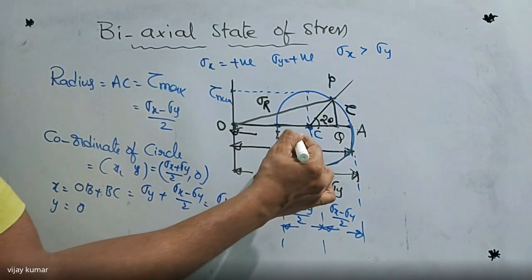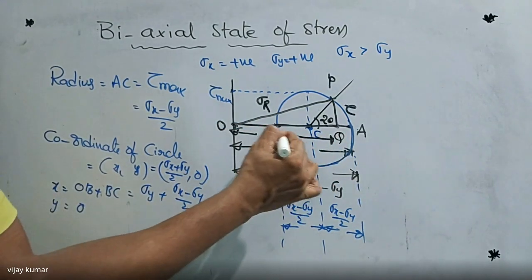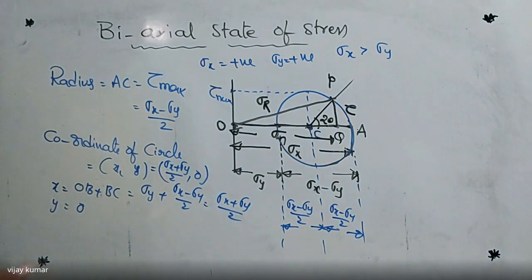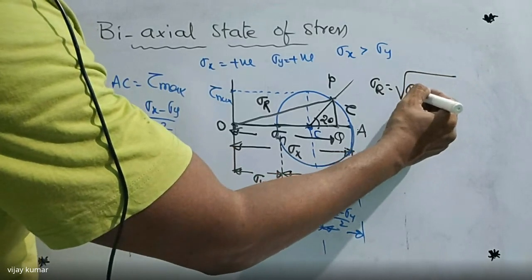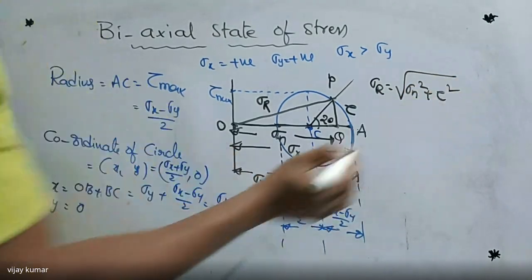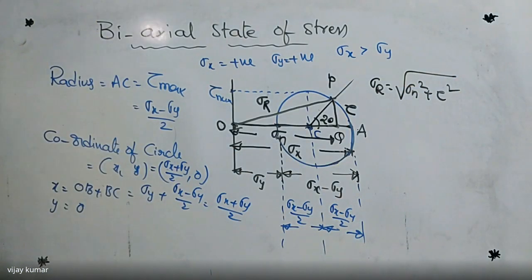This one is nothing but normal stress, sigma n. So what is resultant stress? We know that resultant stress is equal to the square root of normal stress squared plus shear stress squared. We know very well. Did you get it? So we can write here now. So what are the values here?